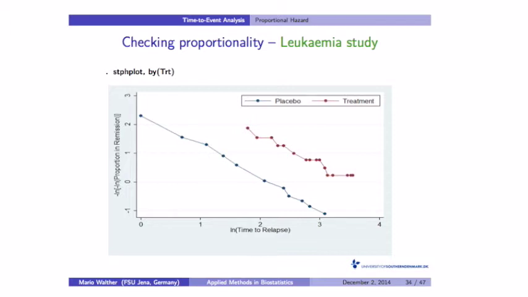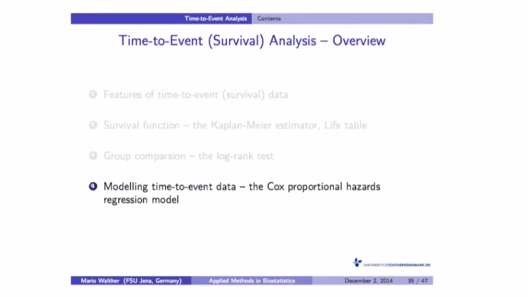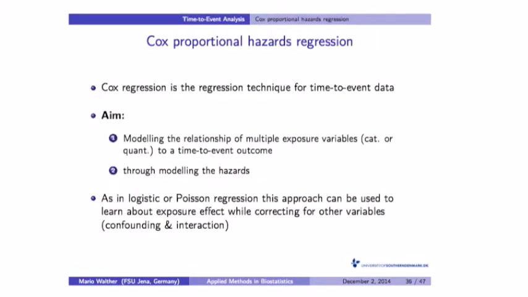So, let me come to the main topic of today's lecture. Cox regression. So the aim of Cox regression is to relate exposure variables or multiple exposure variables, which may be qualitative, for instance sex or gender, or quantitative, which may be age of patients or the BMI of the patient, to a time to event outcome. And this is done by modeling the hazard function.